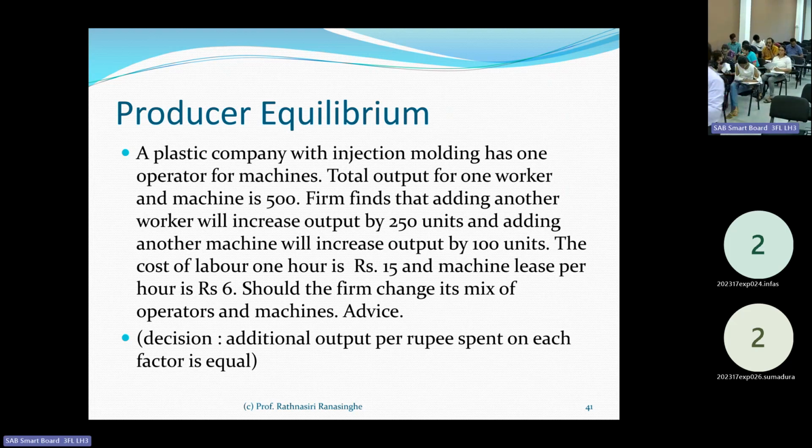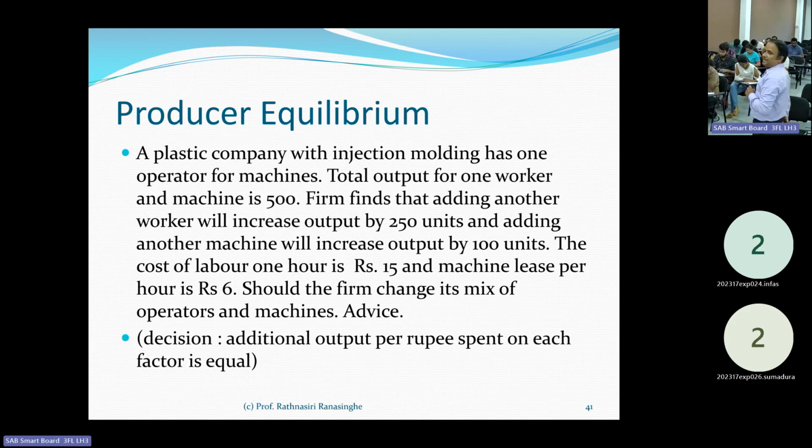Okay. We have been given the total output, and the machine's total production is given as 500. Adding another worker increases the output by 250. That is the marginal productivity of labor, 250. Adding another machine increases output by 100. That means the marginal productivity of capital is 100. So if you change the labor and the capital, how much does the output change?